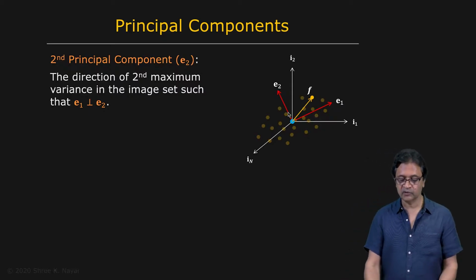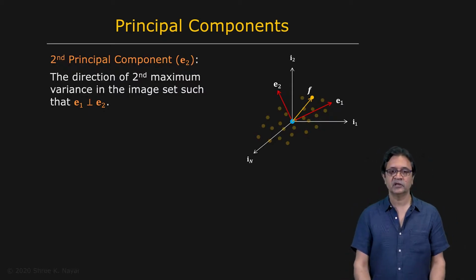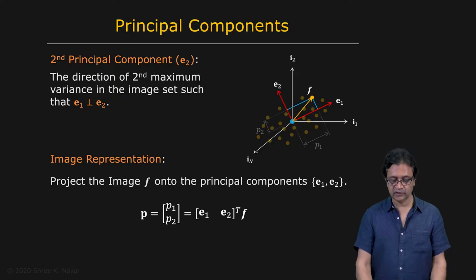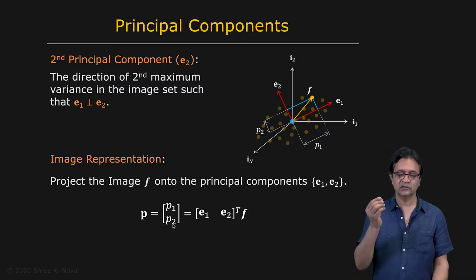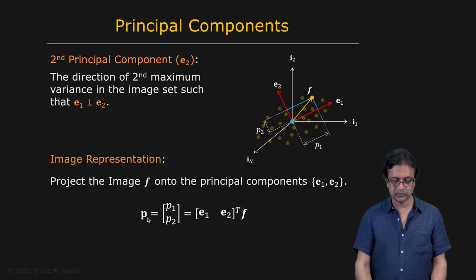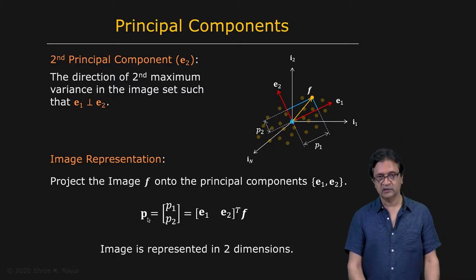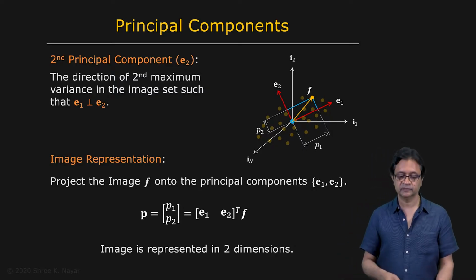And now you have a more descriptive representation of each image. You simply take the image and you project it onto both these dimensions, E1 and E2, the principal components. How do you do that? You find the dot product with E1, and the dot product with E2. You now get a vector with two elements, two coordinates, P1 and P2. And so this two-dimensional point P now becomes the representation of each image.